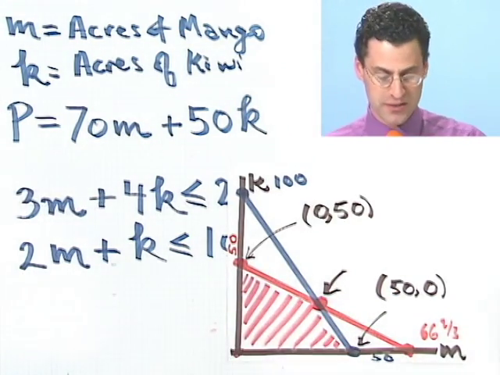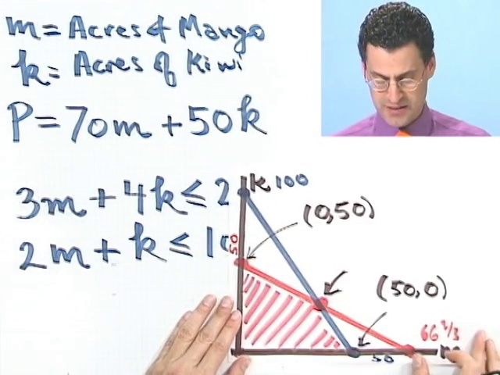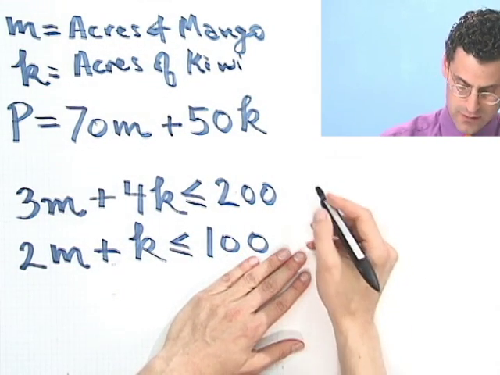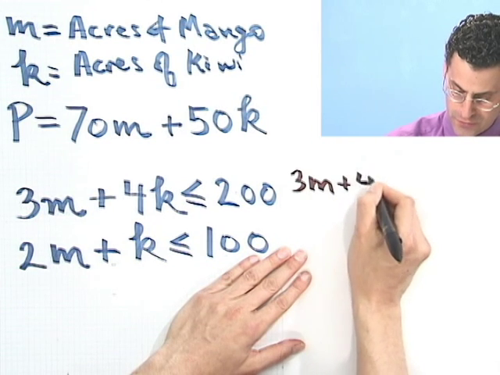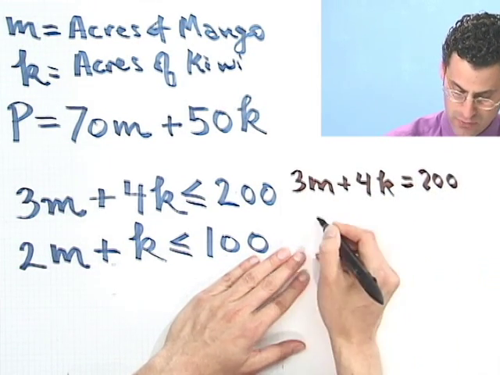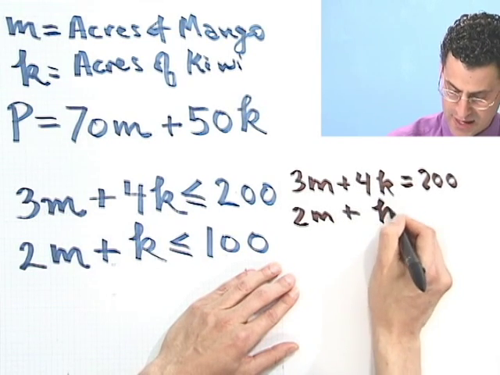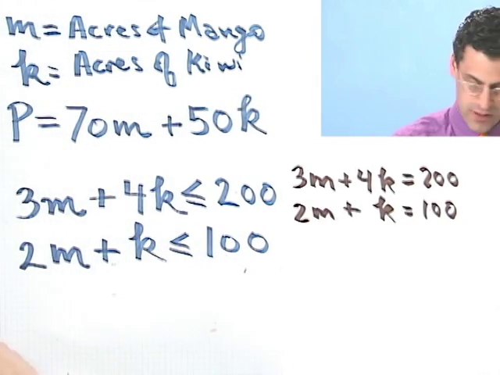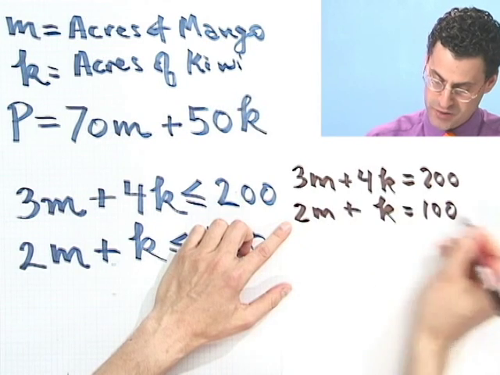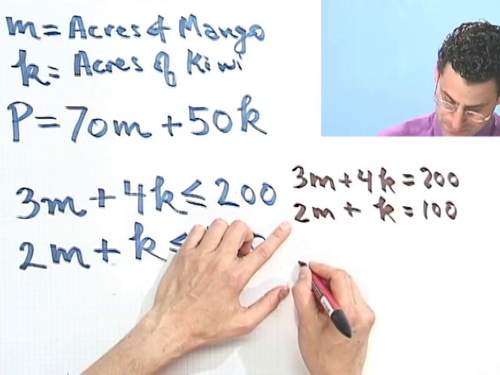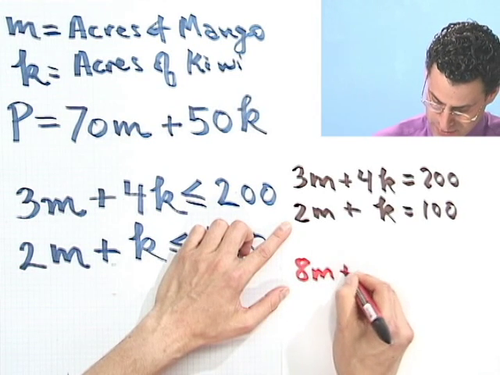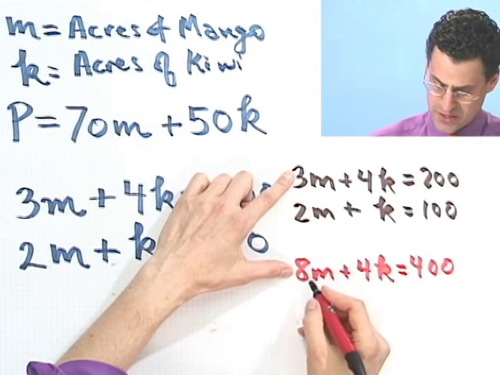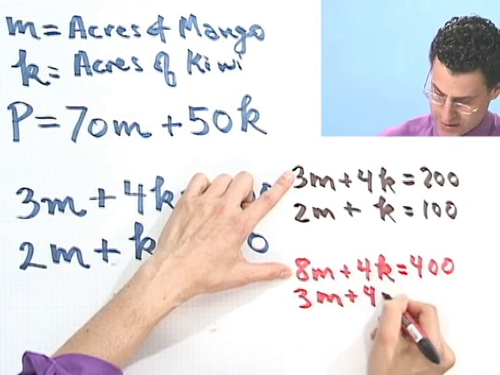So now I actually have to go off and do a separate problem. I've got to find out where these 2 lines intersect. Let me just outline that really fast. So I take these 2 lines, 3m plus 4k equals 200, and I want to take 2m plus k equals 100, and I want to solve them simultaneously. So what I'll do is I'll take the bottom equation and multiply it through by 4. So then I would have 8m plus 4k would equal 400. Then let me copy down this equation just as is, 3m plus 4k equals 200.